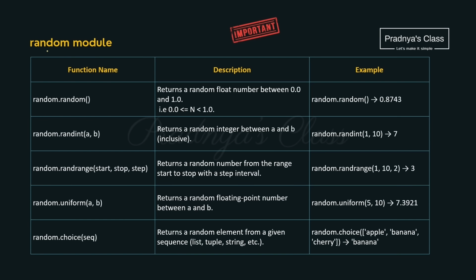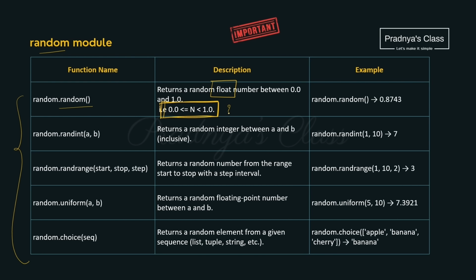Now we are proceeding to the most important module, that is the random module. From this module, we are going to discuss 5 functions. The first is the random function. What does it do? It gives a random number. But what type of number? It gives a float. Then what's the range? The default range is 0.0 to 1. 1 is exclusive. That's why you will not get 1. Less than 1 you may get.